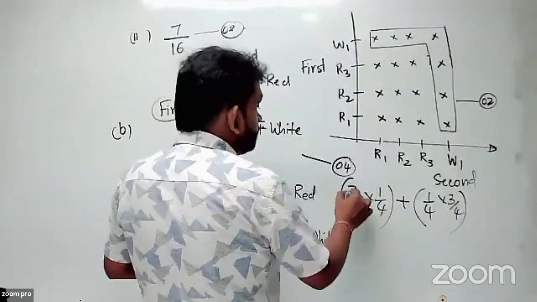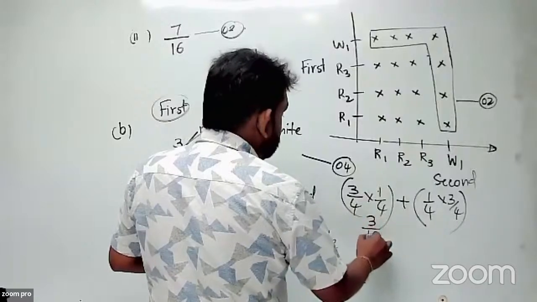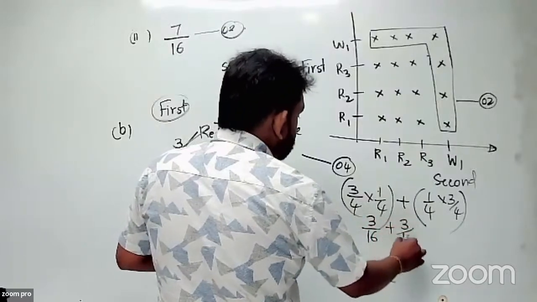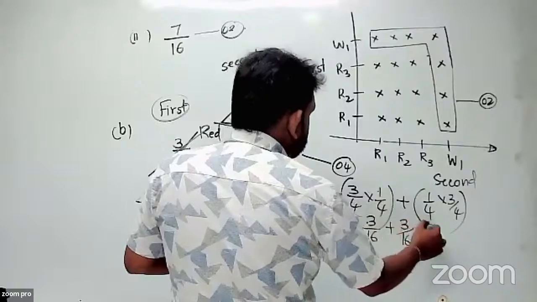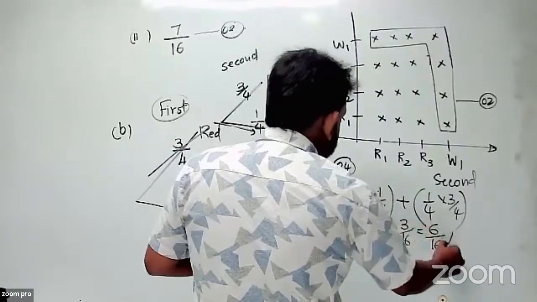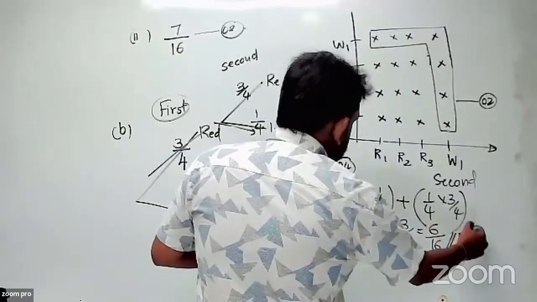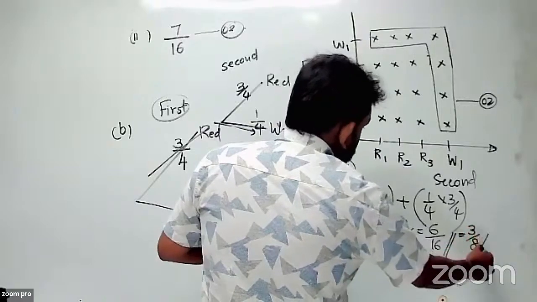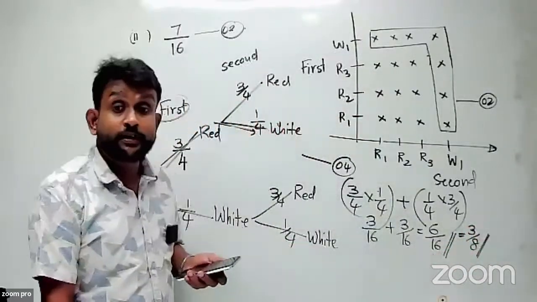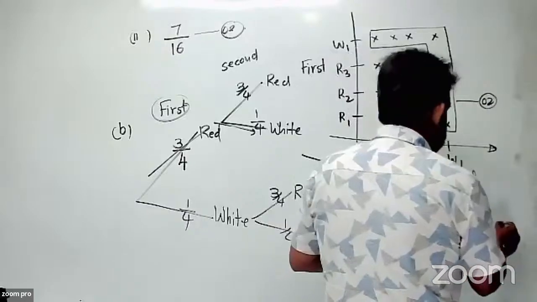You have to add up these probabilities: 3 into 1, 3 upon 16 plus 3 upon 16. Then all together 3 plus 3, 6 upon 16. Right? You can simplify: 2, 3, 2, 8, 3 upon 8. Okay, for that one you have the final 2 marks.